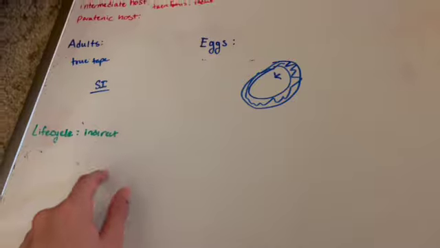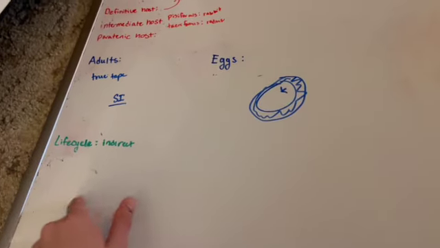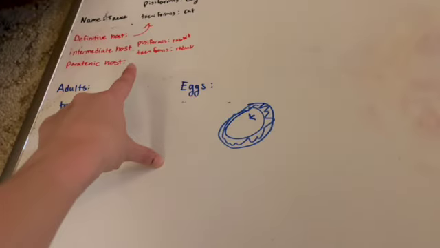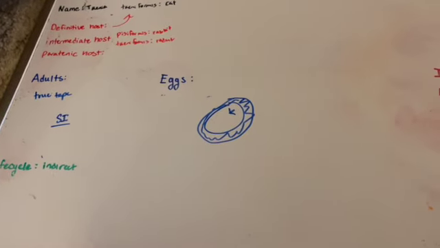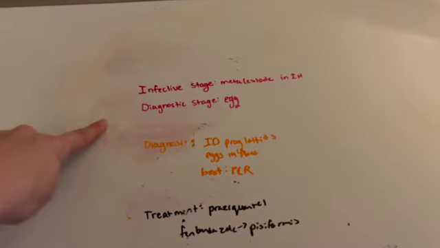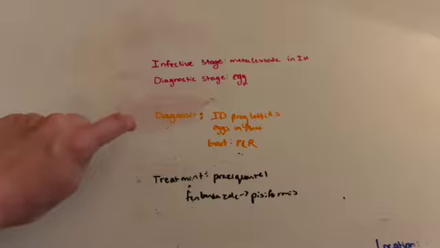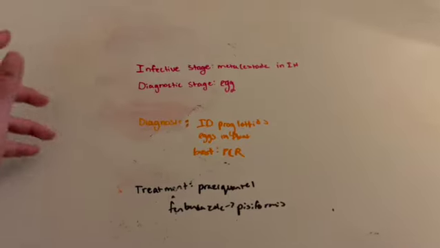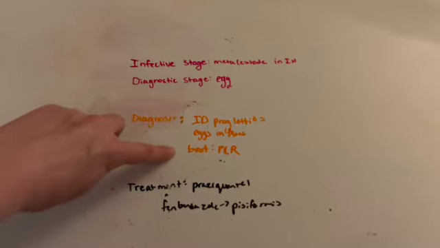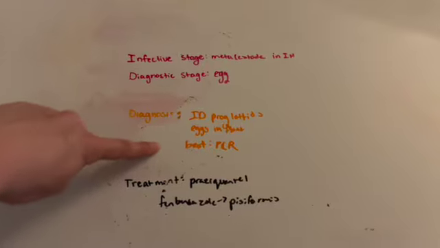It is just a typical indirect life cycle where they pass the proglottids with the eggs that go to the intermediate host and develop there, and they have to eat the intermediate host. Infective stage is the same as all other tapeworms, metacestode in the intermediate host. Diagnosis stage is the egg. Diagnosis, you can ID proglottids, you can find the eggs in the float, but the best is going to be a PCR. So PCR for Taenia.